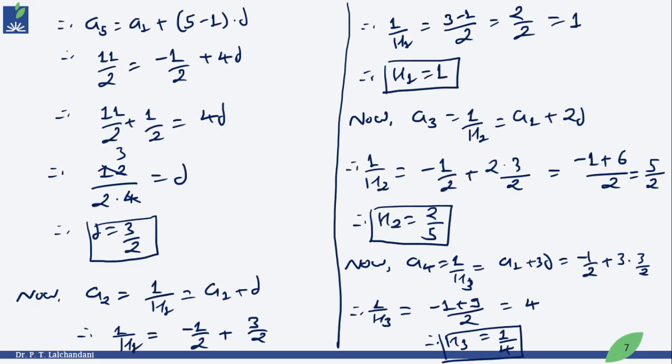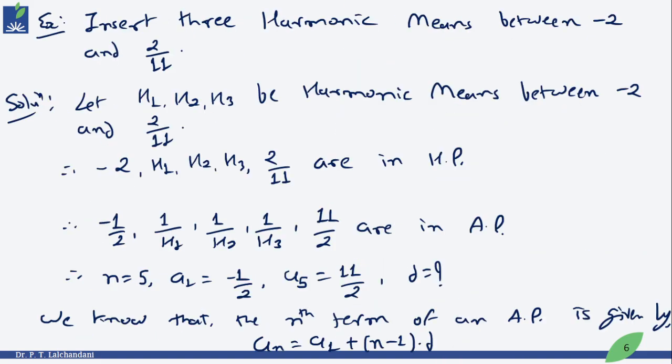I hope the solution is clear to you. What we did, we are asked to find out the harmonic means between two given numbers. So we have assumed that h1, h2, h3 are harmonic means between these given two numbers, right? So their reciprocals will be in arithmetic progression. Now we know the formula to find out the nth term of an arithmetic progression.